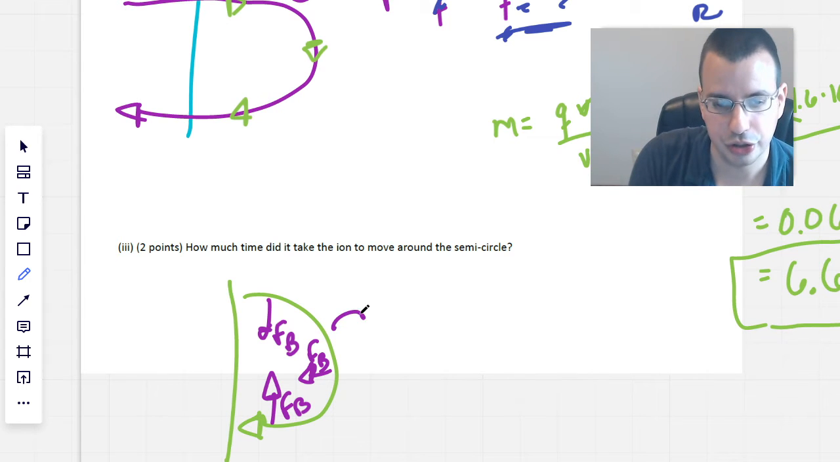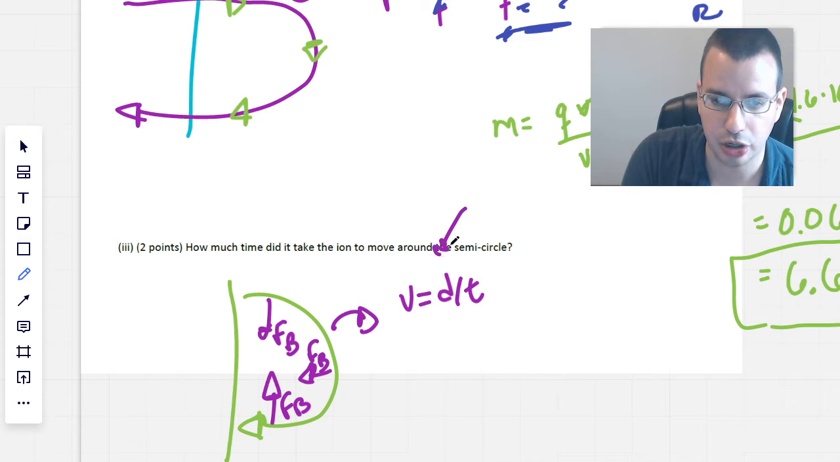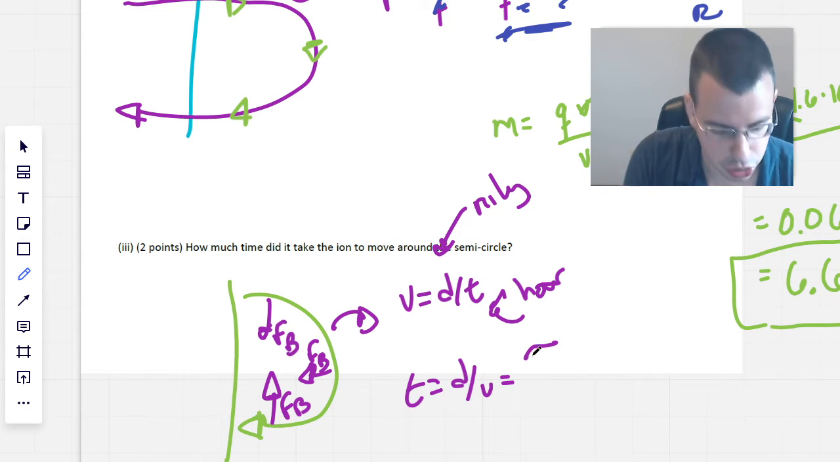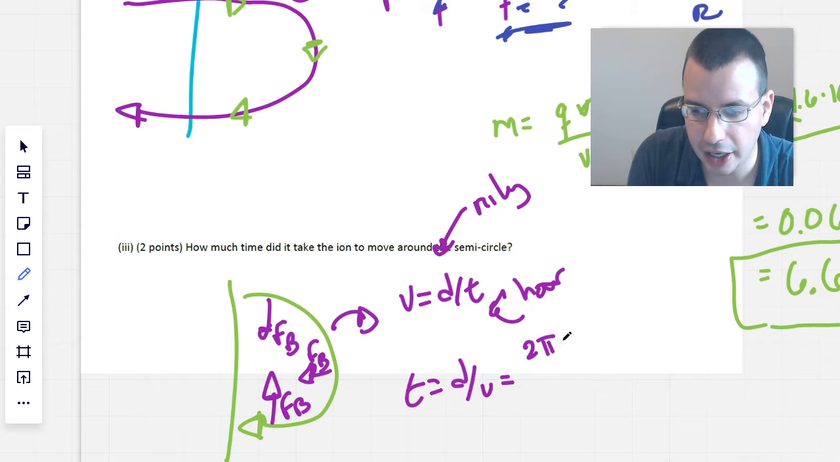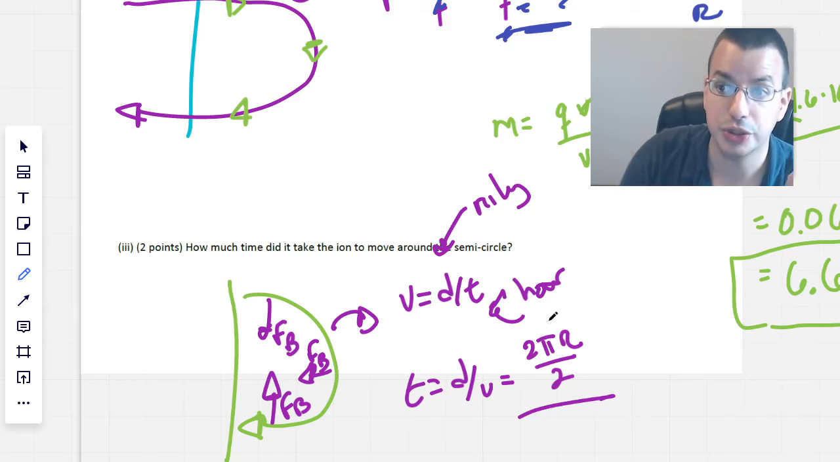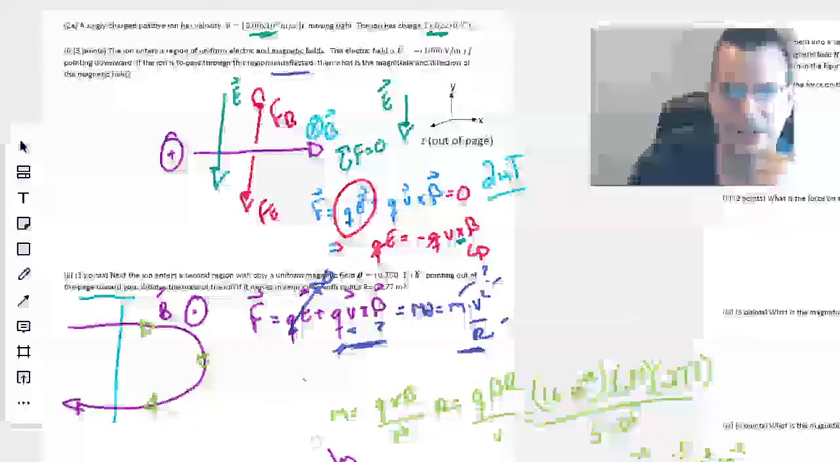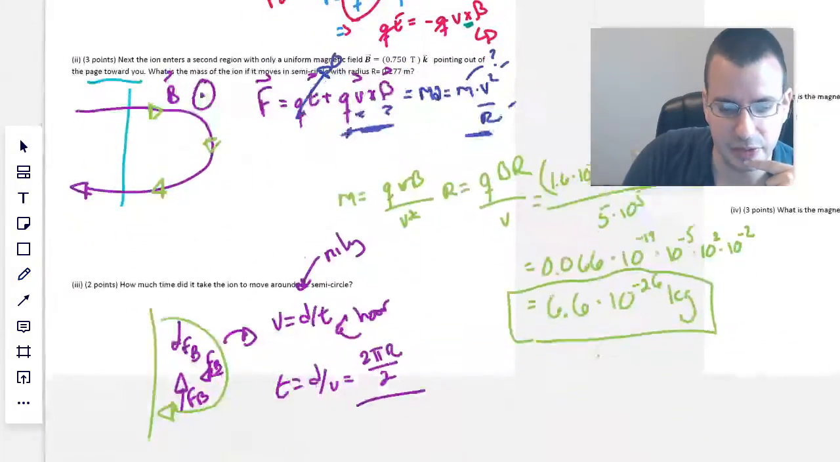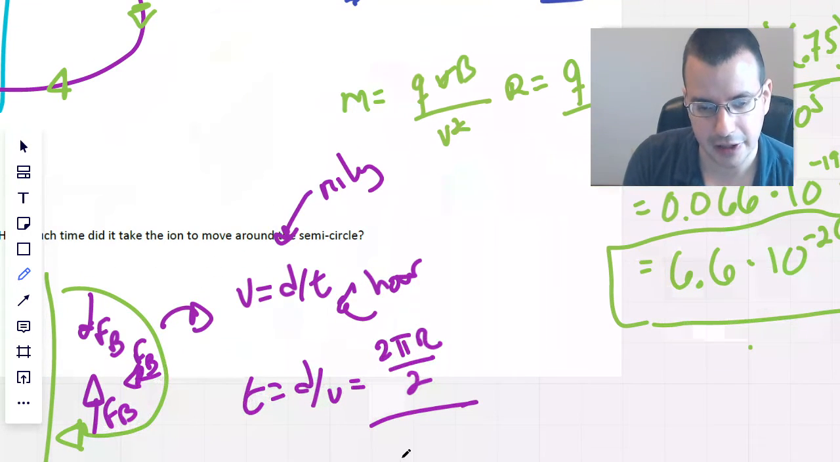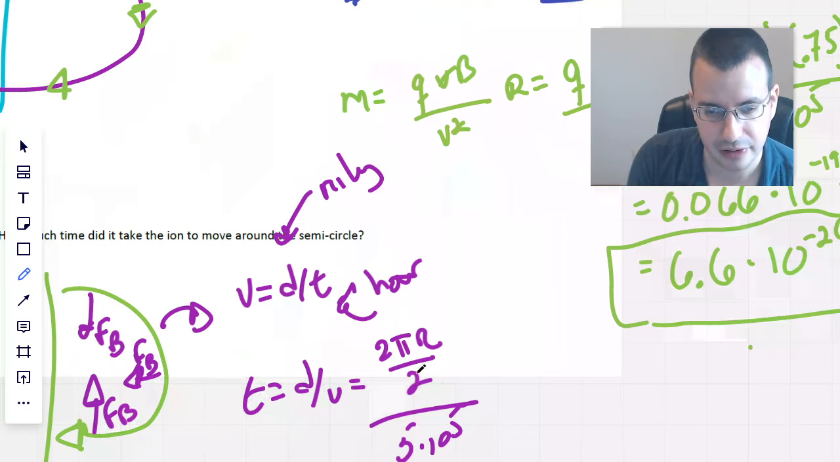So what we're going to do is, let's see, velocity equals distance divided by time. I know that because my car goes in miles per hour. Rearranging this, time equals distance divided by velocity. Distance is 2 pi r. So it'll be 2 pi r over 2, because it's a half circle, divided by the velocity, which they gave us in the beginning. It goes like 5 times 10 to the 5th. Yep, 5 times 10 to the 5th meters per second. Make sure that circle is in meters. It is.